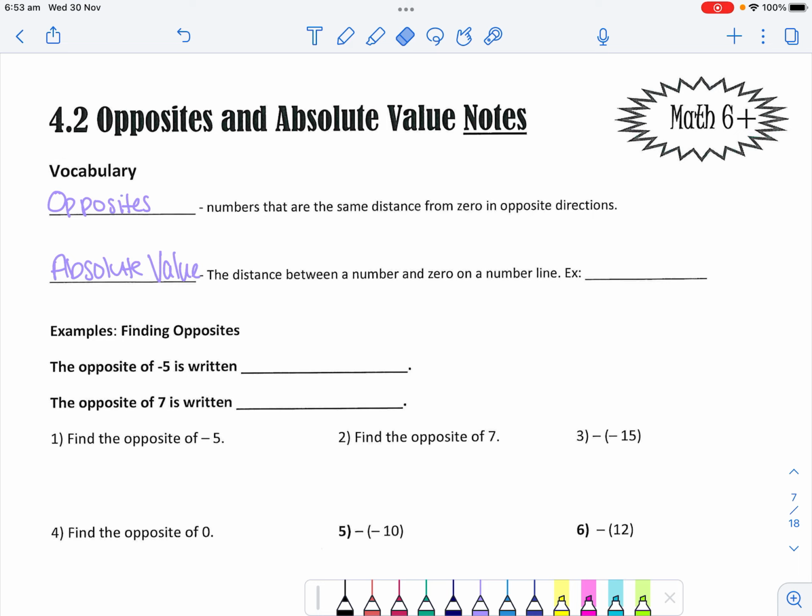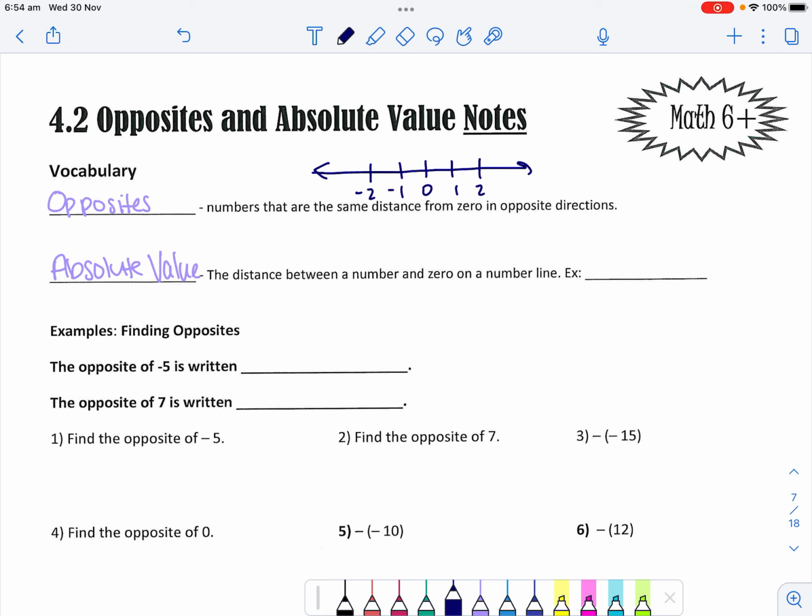So opposites are numbers that are the same distance from zero in opposite directions. And we know that based on our number lines. So we've been drawing number lines lately, and we've been talking about how zero is the great divide. So here's my zero, and the numbers on either side of zero should be symmetrical. So -2 and positive 2 are opposites, -1 and 1 are opposites, and so on. Making sure that we're counting up away from zero in both directions, even though the negative numbers are technically getting smaller. Now, absolute value is the distance between a number and zero on a number line.